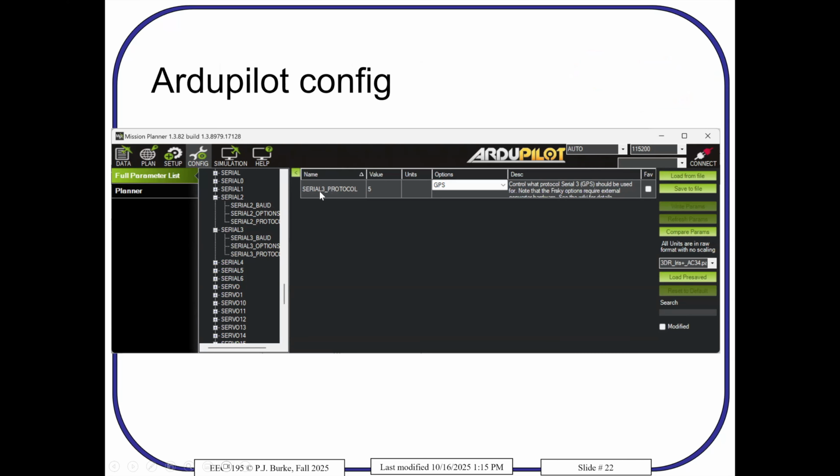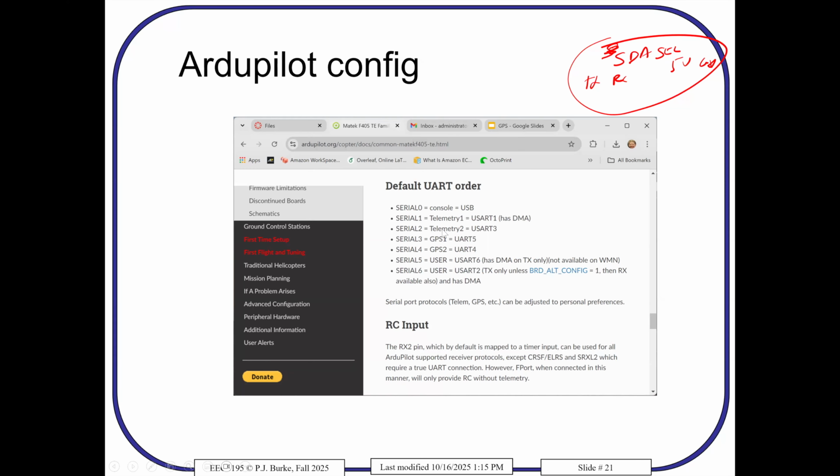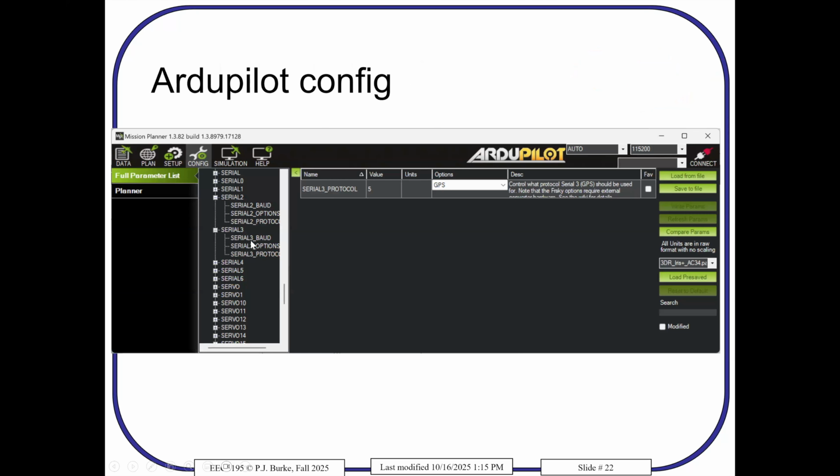So we're using serial 3, which I guess is UART 3. Let me see. No. Yeah, I just work here. Don't ask me. So serial 3 is what it's called inside of ArduPilot, but UART 5 is what it's called on the board. So you have to plug the GPS into the board. It's labeled UART 5, TX5, RX5, but inside of the software, it's mapped to serial 3. So in serial 3, you set GPS as the protocol it should interpret, and then you're off and running.